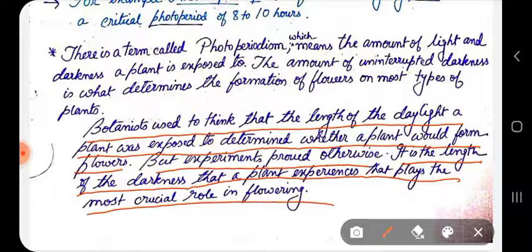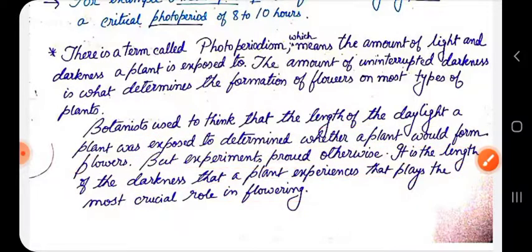Previously, botanists used to think that it's the amount of daytime that the flowering of plants depends on, right? But it's not true. It's the length of the darkness that will determine the formation of flowers in most of the plants.